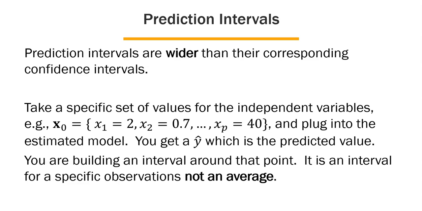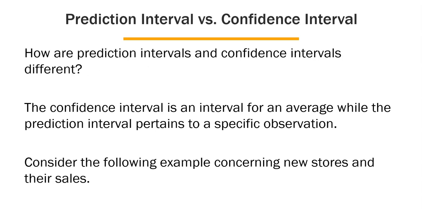And now what you're doing is building an interval around that point. Similar to the case for the confidence interval, but it is an interval for a specific observation, not an average. In the previous case where you had a confidence interval, it was an interval for the average value of y at that particular set of values for the x variables. So, okay, how is a prediction interval different from a confidence interval? Well, the confidence interval is an interval for an average, while the prediction interval pertains to a specific observation.